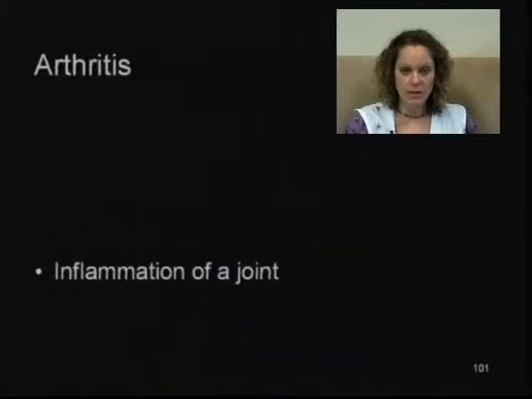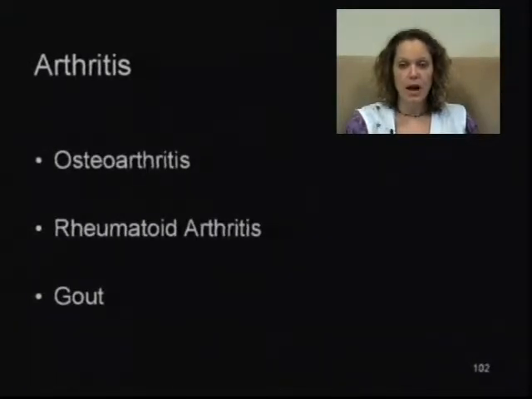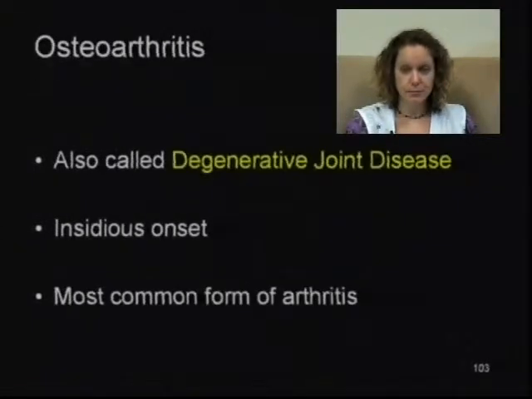And now we're going to talk a little bit about arthritis. Arthritis is defined as inflammation of a joint. There are three types that we're going to be discussing in this course: osteoarthritis, rheumatoid arthritis, and gout. So let's talk about osteoarthritis first. Osteoarthritis also is known as degenerative joint disease.